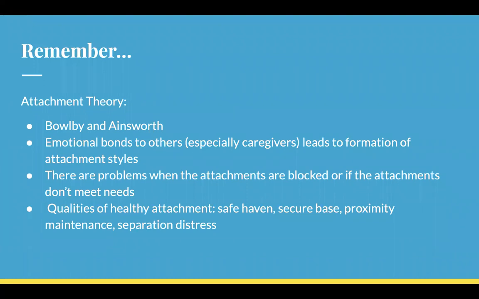Some of the qualities of healthy attachment are, for example, safe haven, which is when a caregiver provides protection, comfort, and nurturance. A secure base is when a caregiver is present and dependable, which allows for exploration. Proximity maintenance is when the child does not stray too far from the caregiver to ensure safety. And separation distress is when the child becomes anxious and saddened when separated from their caregiver.